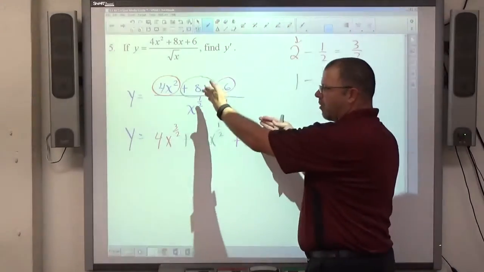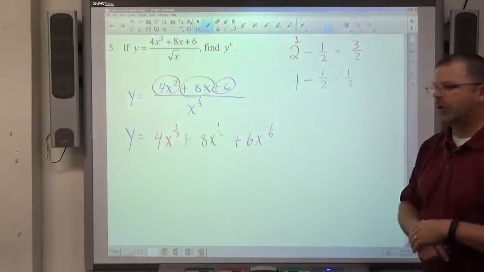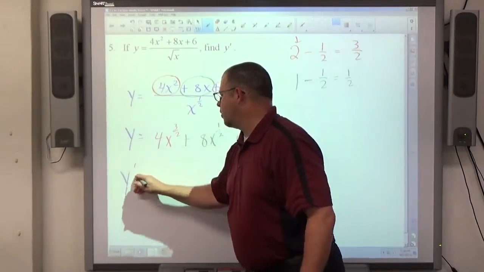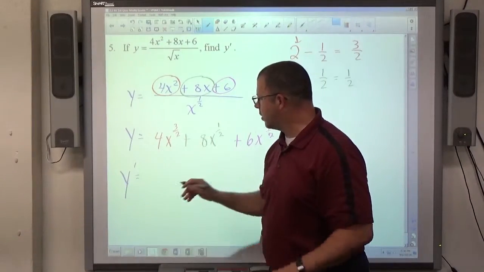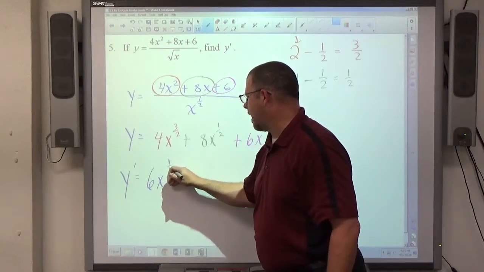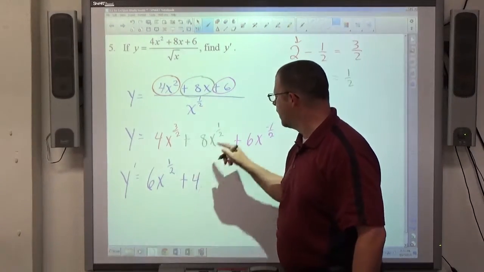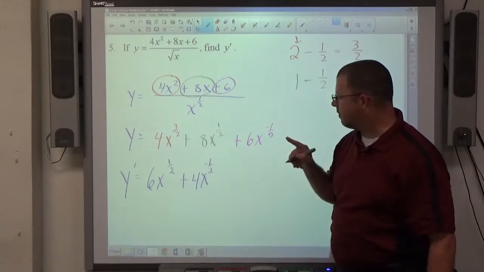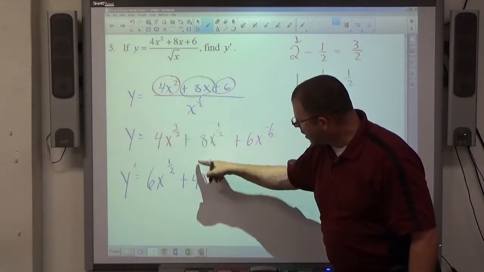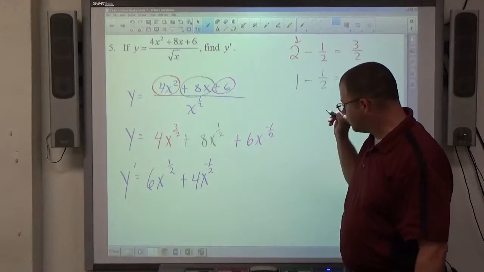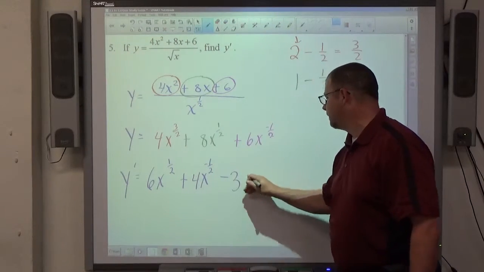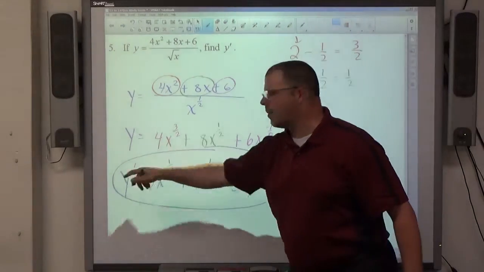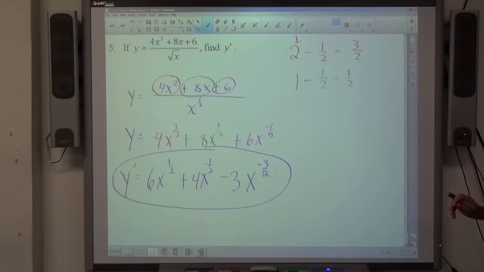And since I got multiple pieces over 1, I'm allowed to do each one individually like that to create this power structure. And if y equals a power structure, then y prime is just found by doing the power rule. 3/2 times 4 is equal to 6. 3/2 minus 1 is 1/2. 1/2 times 8 is positive 4. 1/2 minus 1 is negative 1/2. Don't leave the x's off. So 1/2 times 8 is 4x to the 1/2, and then 1/2 minus 1 is negative 1/2. Negative 1/2 times 6 is negative 3. Negative 1/2 minus 1 is negative 3/2. And that is my first derivative. I'm fine with y prime as a notation for that.